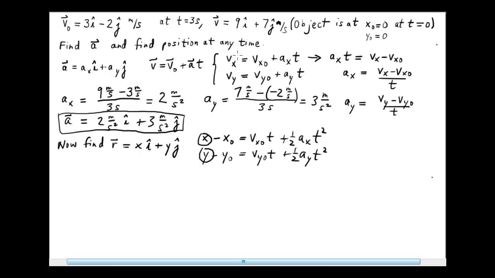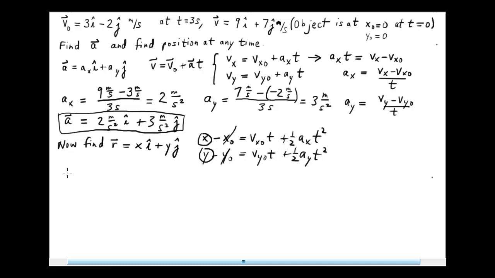Now it says at any time, so we don't just want to find the position at a specific time like 3 seconds. We want to find an expression for the position at any time. So our answer will include just t as a variable. But let's look at these two equations. First of all, we see they simplify because the object was at the origin at time t equals 0. So these two both go away, and we're left with what's on the right-hand side.